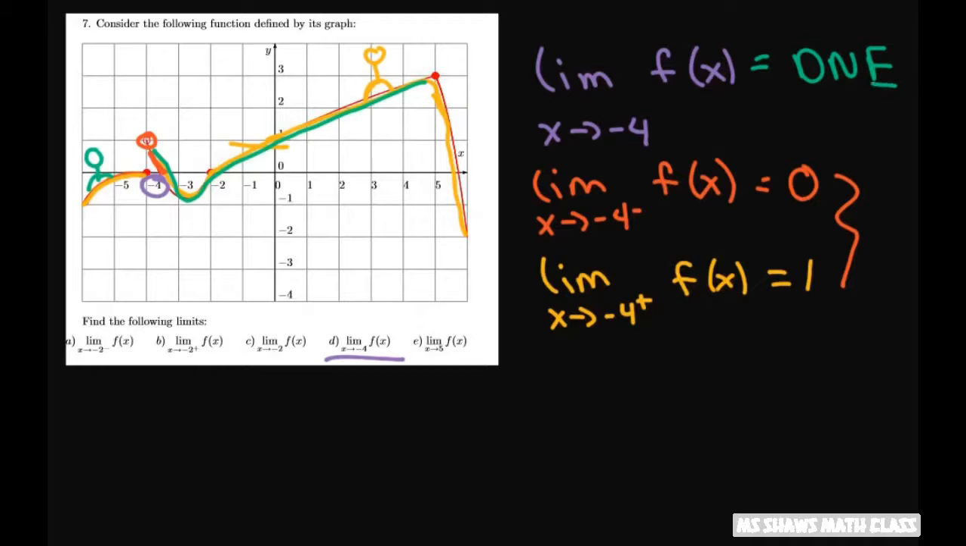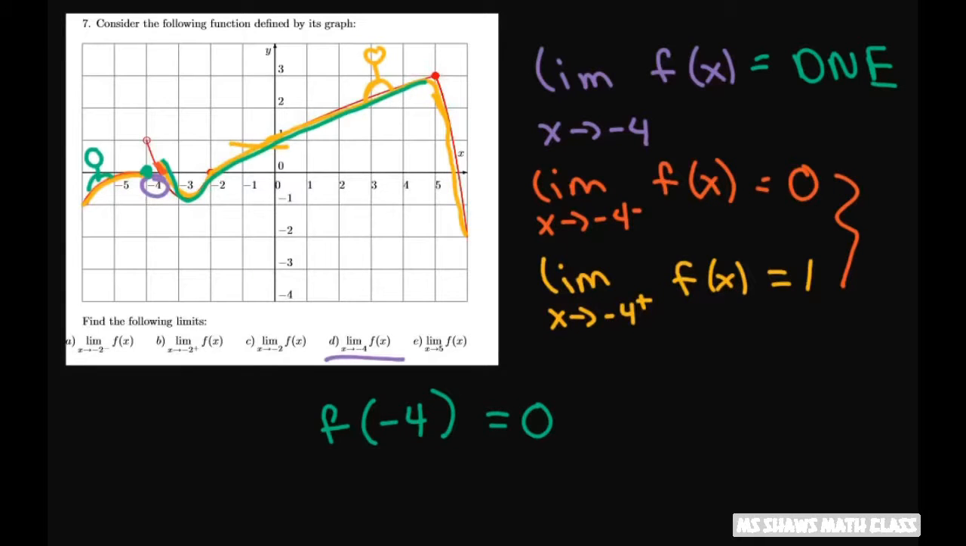Another thing to point out, if they asked you what is f of -4, that's when you look at the open circle, the open interval. So if they do that, that would just equal 0. You have to use the closed interval. Okay, the next one is 5. Whoops. Let's do that one.